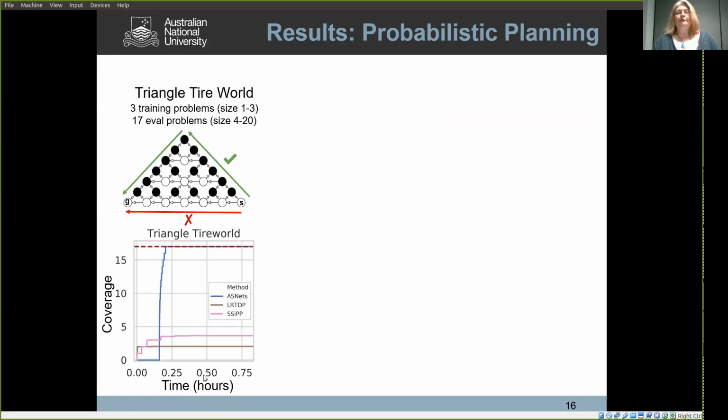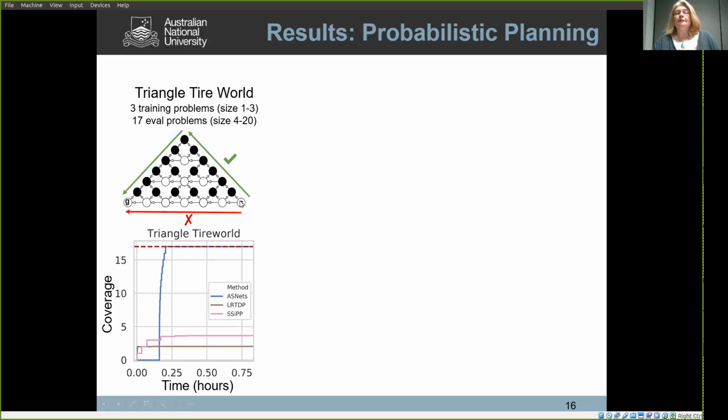So let me start with probabilistic planning problems, and with triangle tire worlds. So this is a problem in which you need to reach a goal from initial states. At each step that you move, you can have a flat tire, and the locations in dark here have spare tires. So the only optimal solution that has 100% probability of success is to take the outer edge of the triangle here, and of course the bottom edge has an abysmal probability of success.